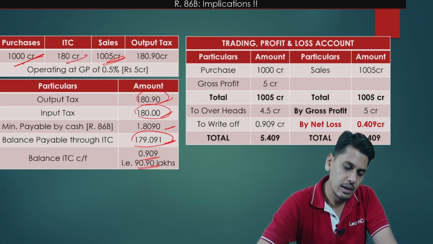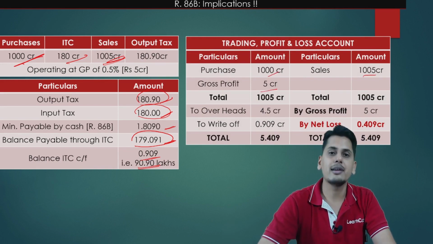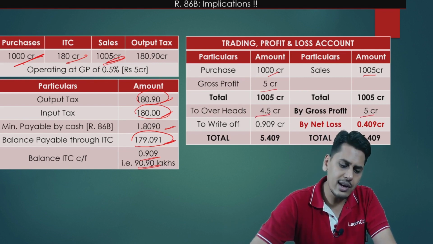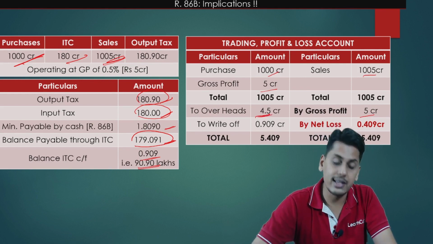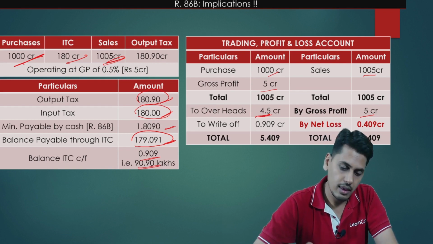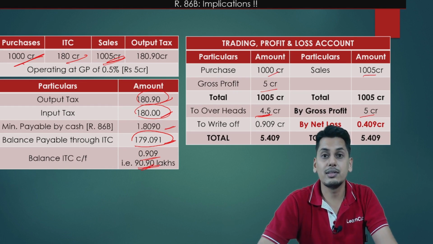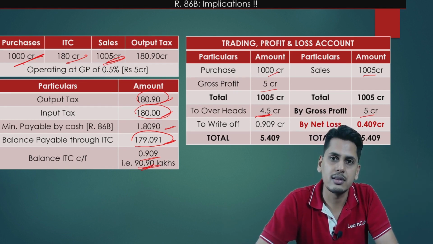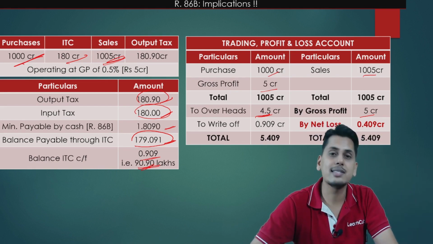Just have a look. Purchase 1000 crores, sales 1005 crores, gross profit 5 crores. So I have over here GP as 5 crores. I have some other expenses, overheads to the extent of 4.5 crores. And this 90.90 lakhs which is lying in my current assets, I don't have any purpose of this. I will not be able to utilize this because of your rule 86B. I will have to write off this as well.